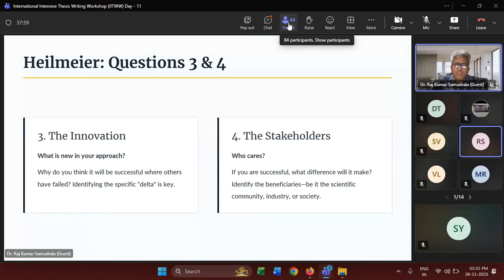Whatever the innovation, if it is there, for whom are we doing it? Who are the stakeholders? If you are successful, what difference will it make? Identify the beneficiaries for whom we are preparing the product. It may be useful for the scientific community, industry, or society.